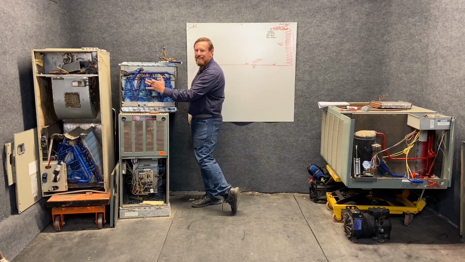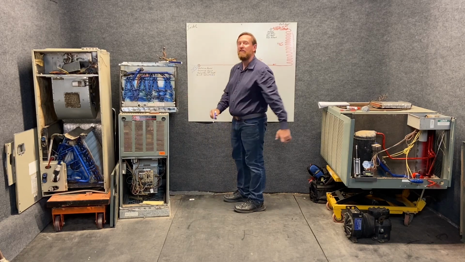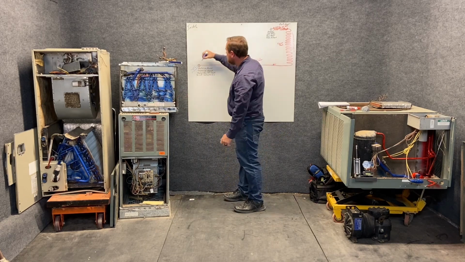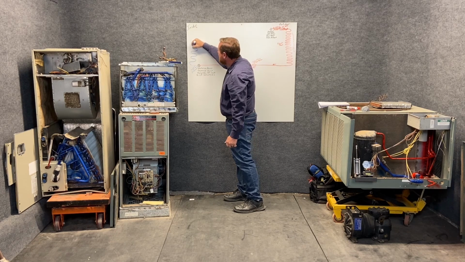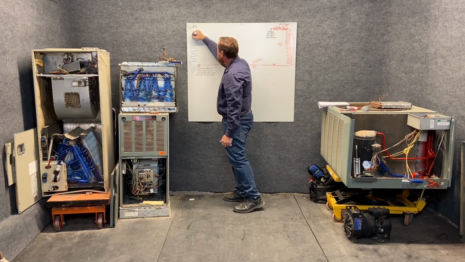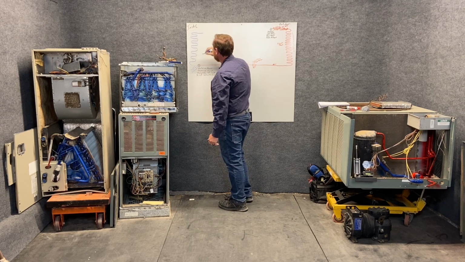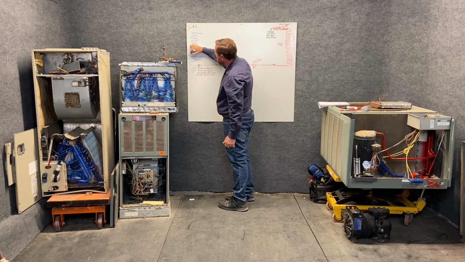Now we're going to go straight from our metering device right into our evaporator coil. Our evaporator coil is low pressure, blue is that low pressure, and we're going to be going back and forth on the indoor unit, and this is representing the evaporator. So we're going to write evaporator.